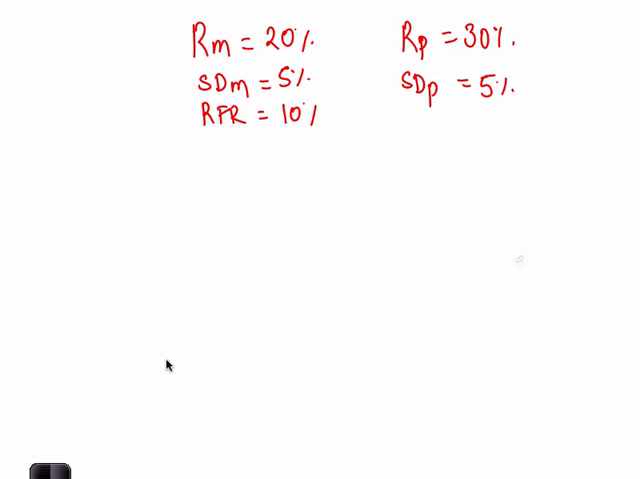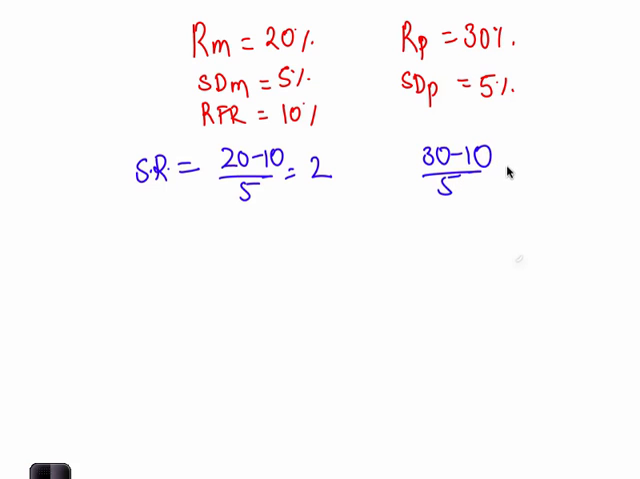Now first thing, let us calculate a Sharpe ratio for each one of them. 20 minus 10 divided by 5, what is the Sharpe ratio? 2. 30 minus 10 divided by 5, what is the Sharpe ratio? 4. Okay.